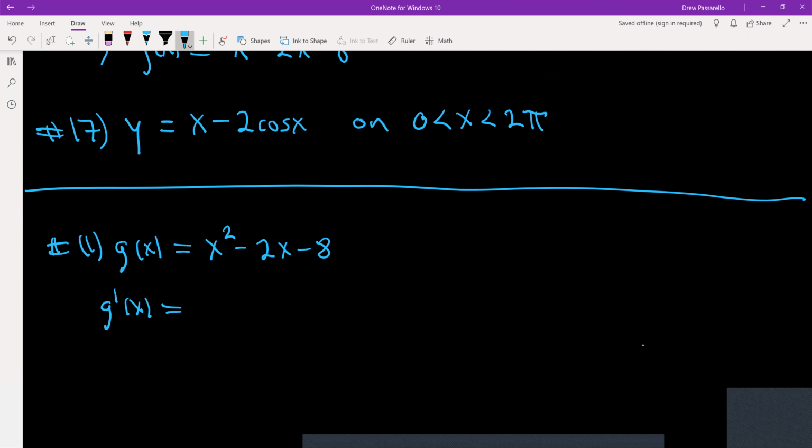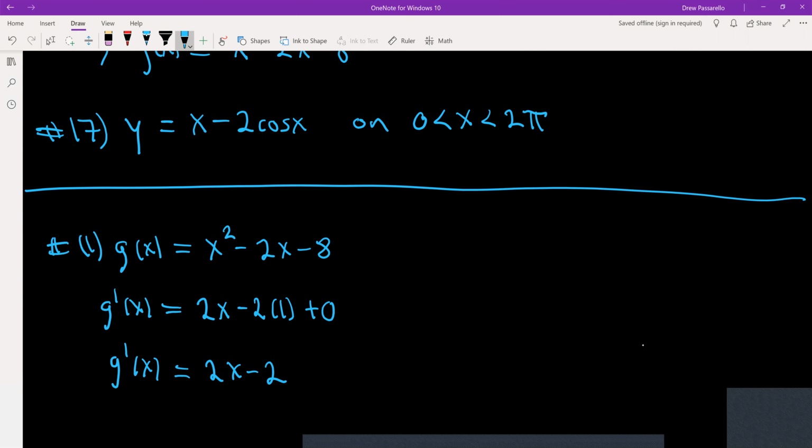The derivative of x squared is 2x by the power rule. Then minus 2 times 1, because the derivative of x is 1, and 8 is a constant, so its derivative is 0. So the first derivative, g prime of x, is equal to 2x minus 2. I'm going to circle this, because we'll use it later on.